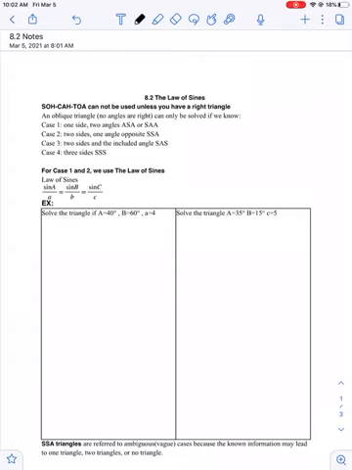Hey y'all, so today we're going to be working on 8.2, the law of sines. There are these 4 cases and only 2 of them work for the law of sines. Those 2 are case 1, which is angle side angle or side angle angle, and case 2, which is side side angle.